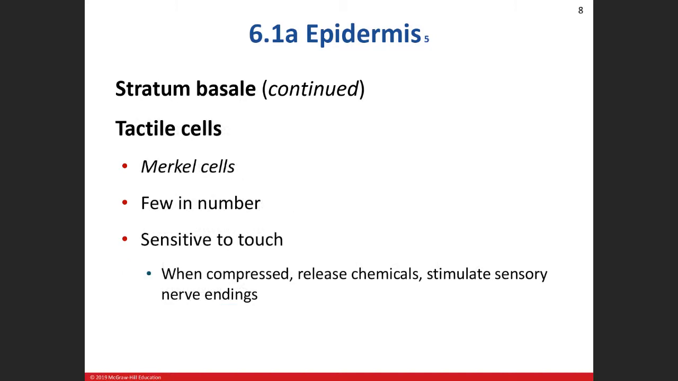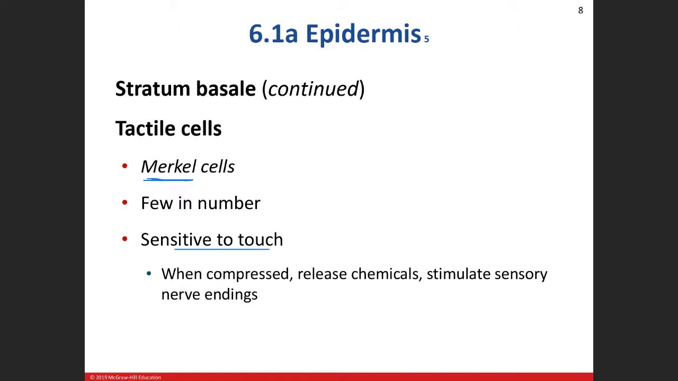All right. So the last type of cell in this layer are the tactile cells, otherwise known as Merkel cells. That was the scientist that discovered these cells. And again, much like the melanocytes, they're scattered throughout this layer. But they are touch sensitive.